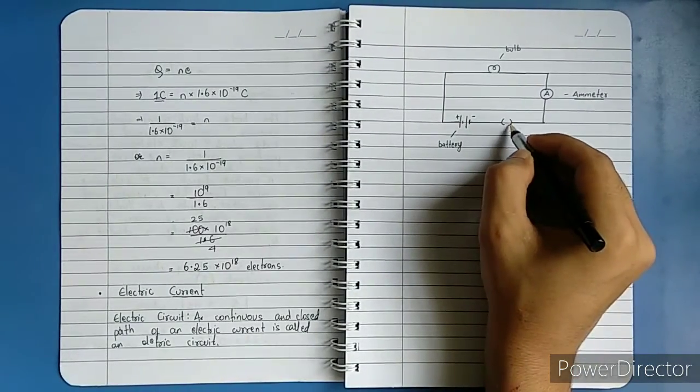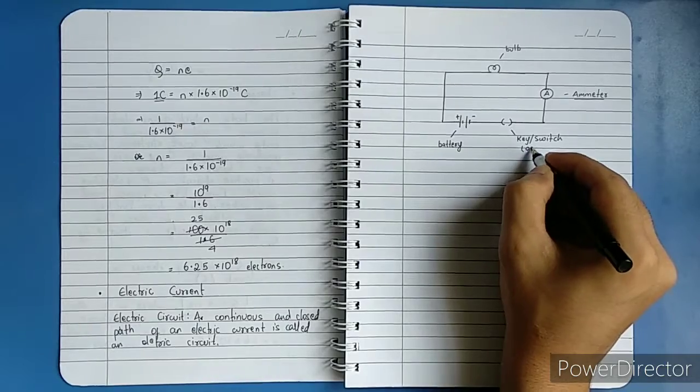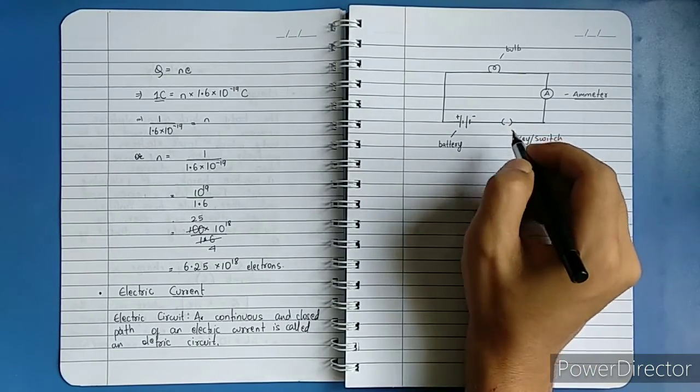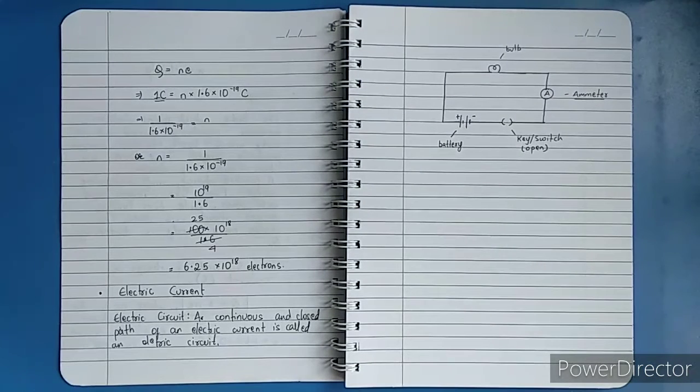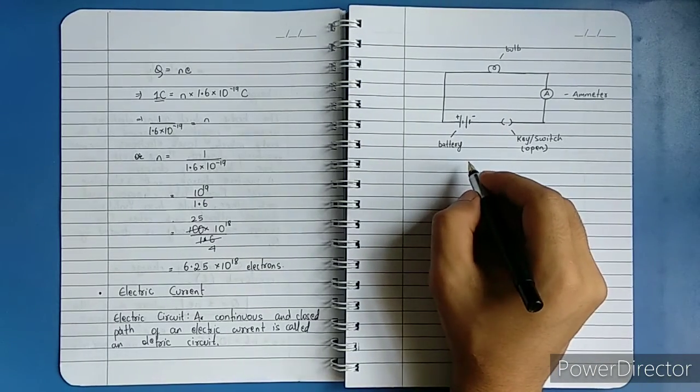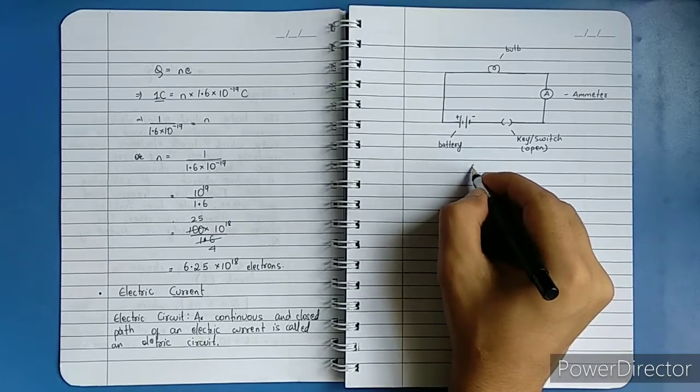Here the key is open. Open means this is not plugged in. We have not switched on the key. So in this case, electric current does not flow. So we say that the circuit is open, or this is an open circuit.